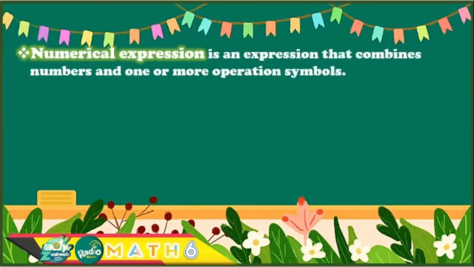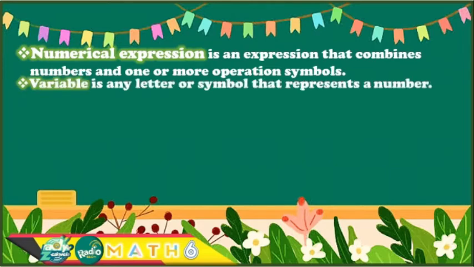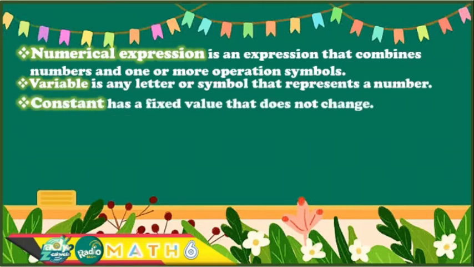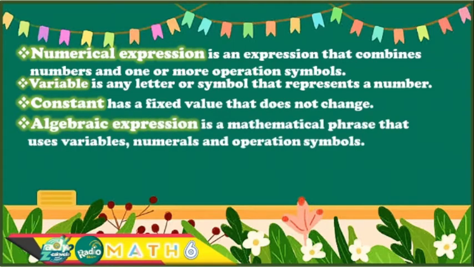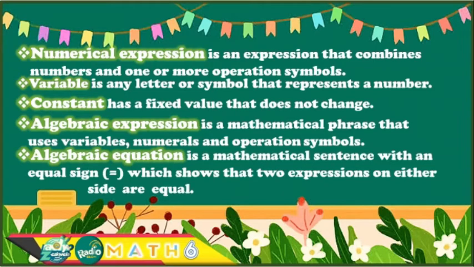Numerical expression is an expression that combines numbers and one or more operation symbols. Variable is any letter or symbol that represents a number. Constant has a fixed value that does not change. Algebraic expression is a mathematical phrase that uses variables, numerals, and operation symbols. Algebraic equation is a mathematical sentence with an equal sign which shows that two expressions on either side are equal.